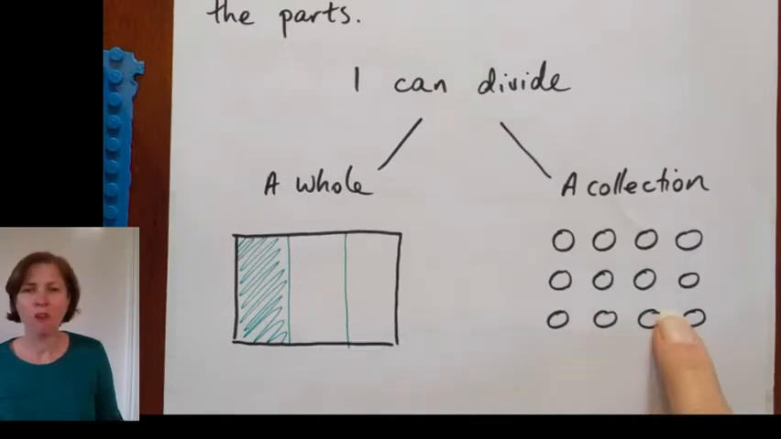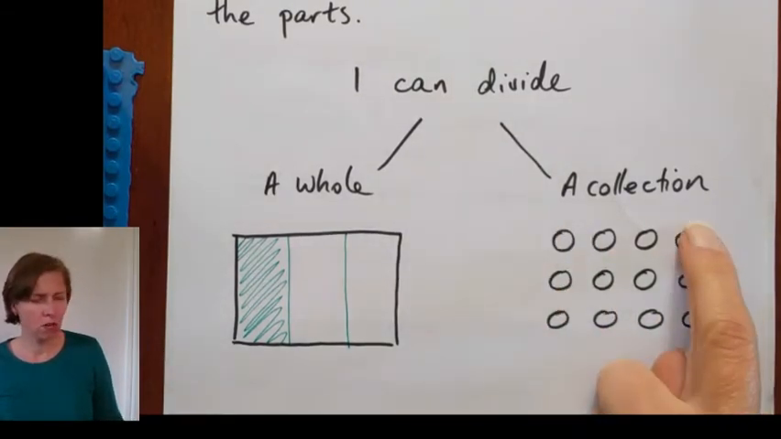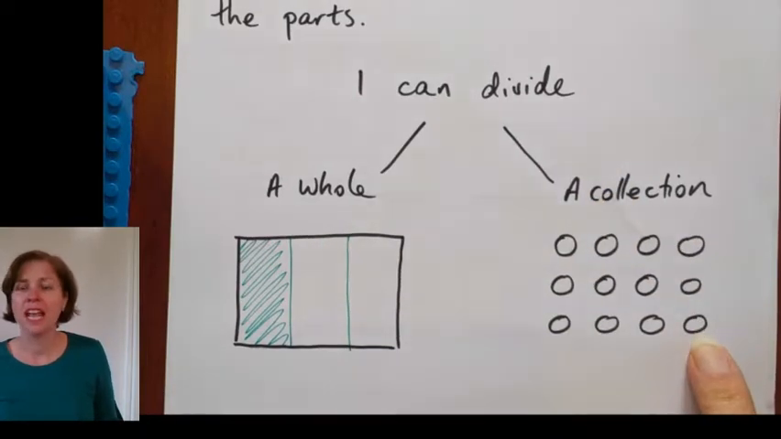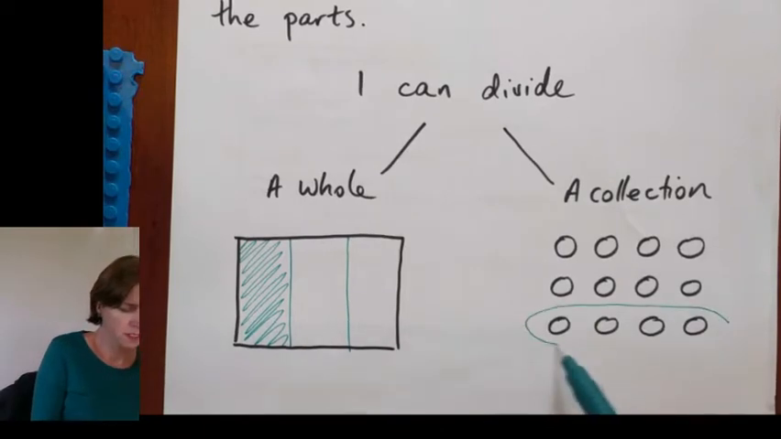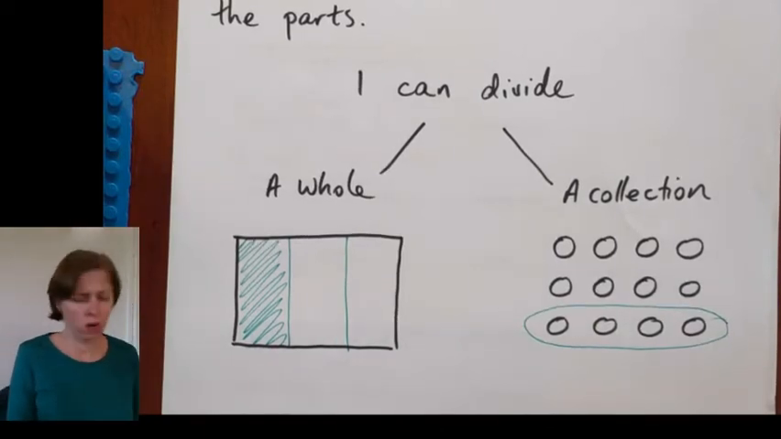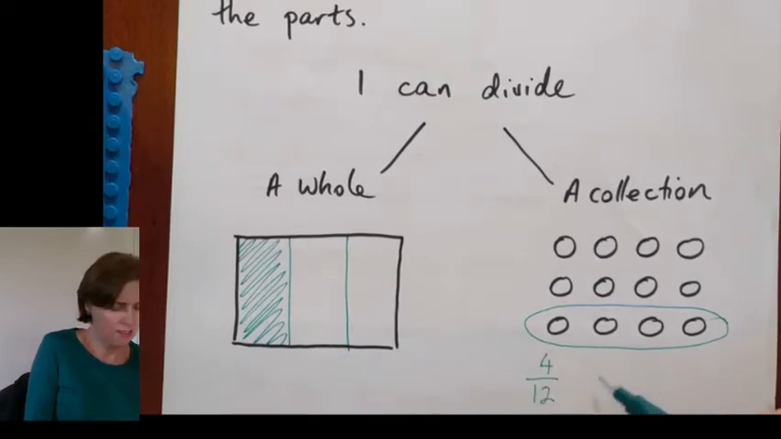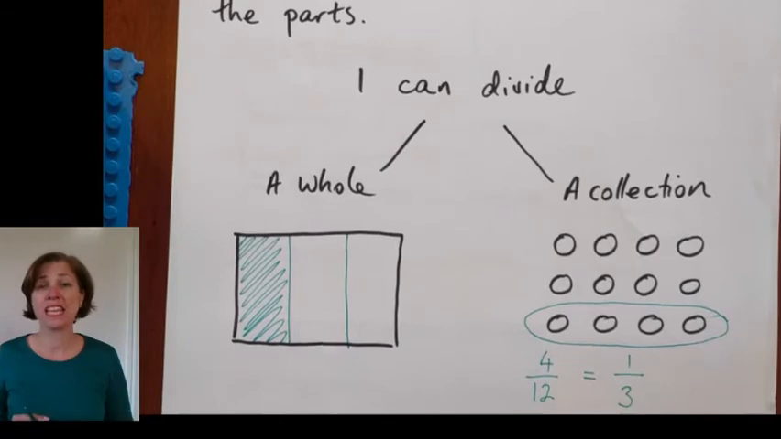Now I can also divide this collection into thirds. I've got 4 columns and 3 rows. That means I've got 12 circles altogether. If I want 1/3 of them, that's 4. So I've got 4 out of 12, and that turns out to be the same as 1 out of 3. That's 1/3.